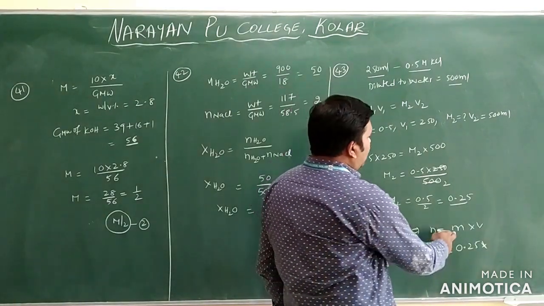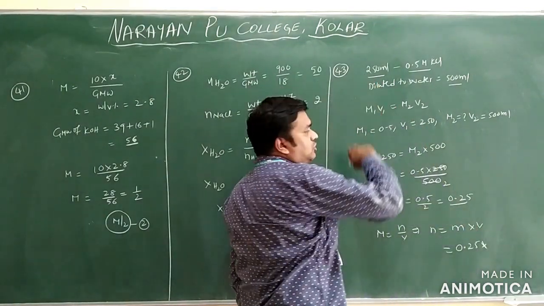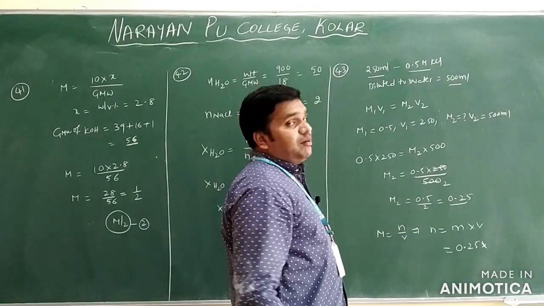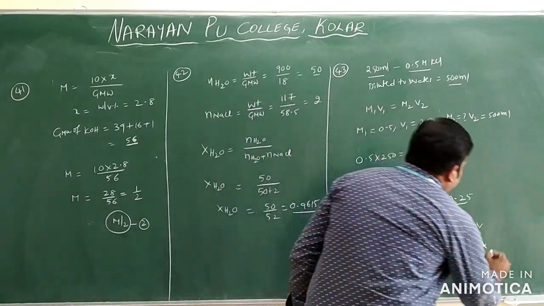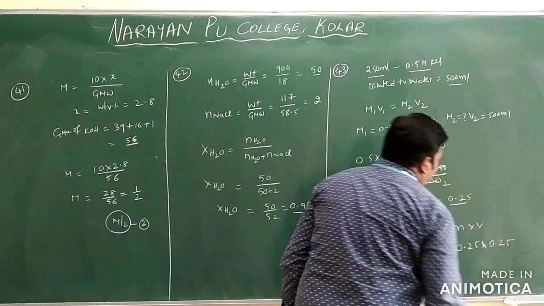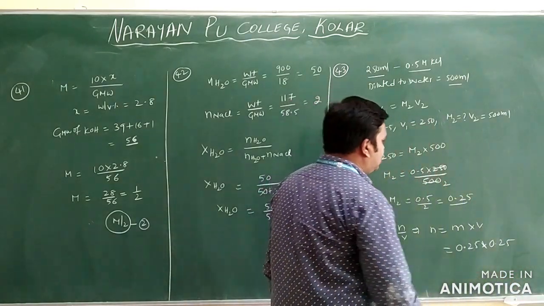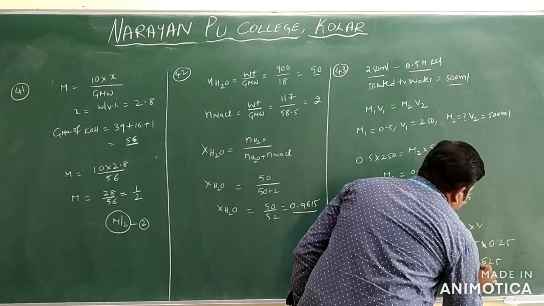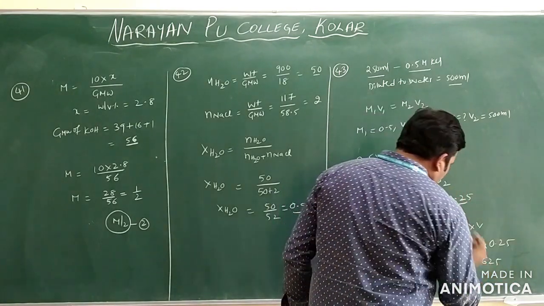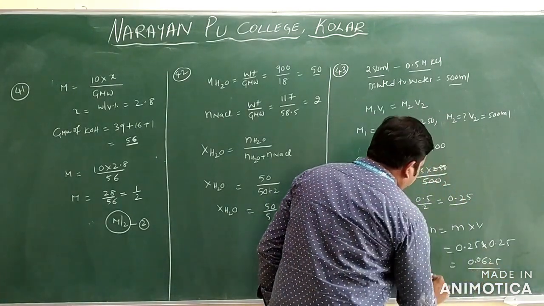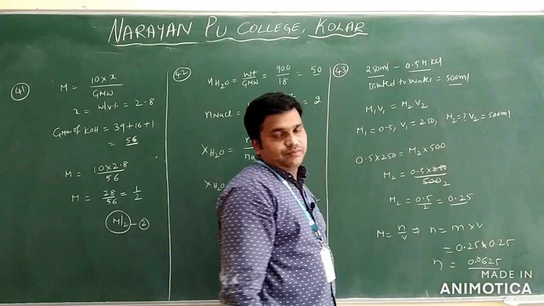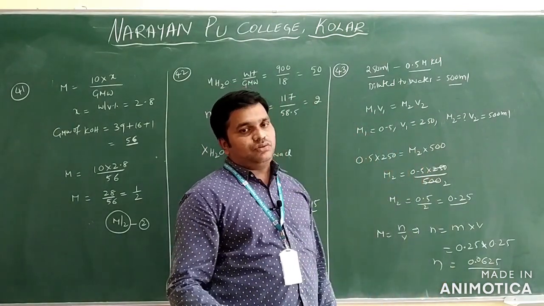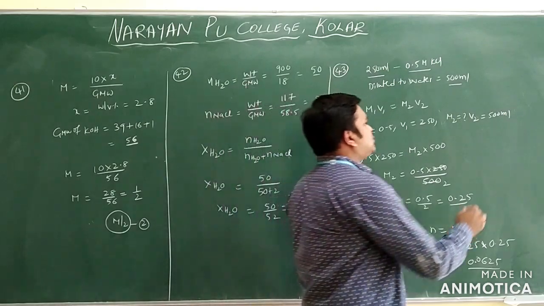This is M, you got 0.25. Initial volume, how much we have? 250 ml only. 250 ml means how many liters? 0.25 liters only. So 25 into 25, how much? This is 625 only. So what you will get here? 0.0625. You got the number of moles only. But it is not the final value. You can find out the number of Cl minus ions.